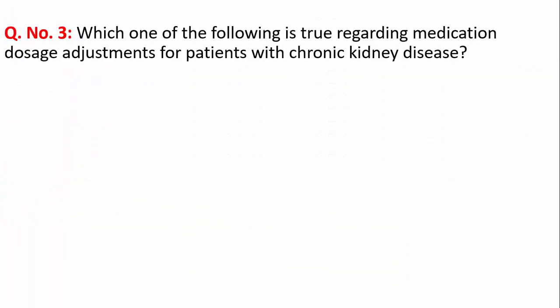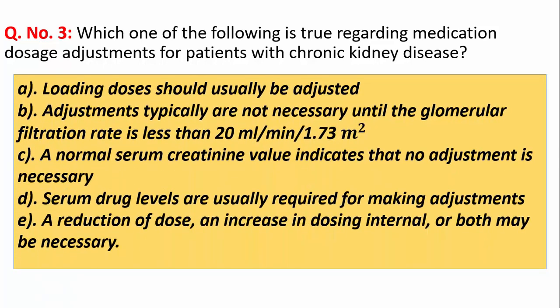So we move to the next question. Which of the following is true regarding medication dosage adjustment for patients with chronic kidney disease? We know that in patients with chronic kidney disease, some medications are excreted through the kidney route and some through the liver route. So what is true regarding medication dosage adjustments? Here are the options.